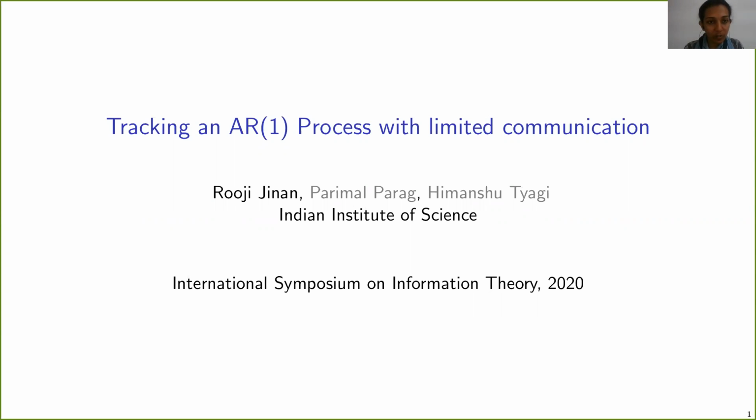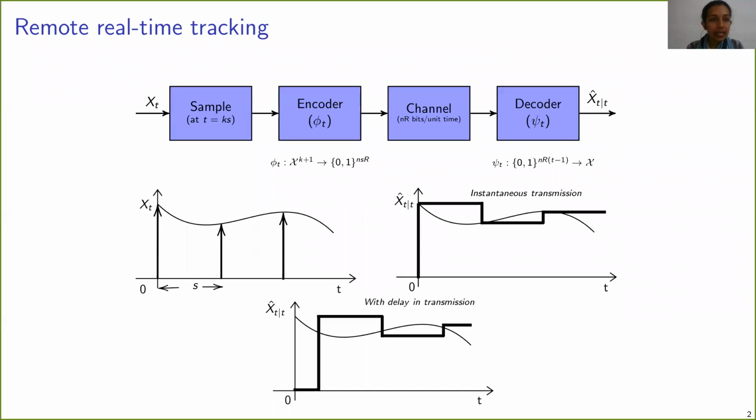Today I am presenting a work on tracking an auto-regressive process of order 1 with limited communication. This is a joint work with Parimal Parag and Himanshu Tyagi. Here we deal with a problem of remote real-time tracking under communication constraints. First, let us look at the basic communication setup assumed in this work.